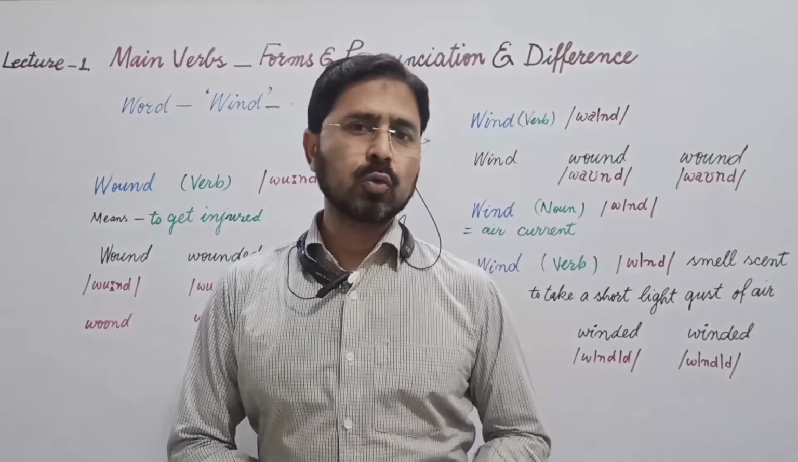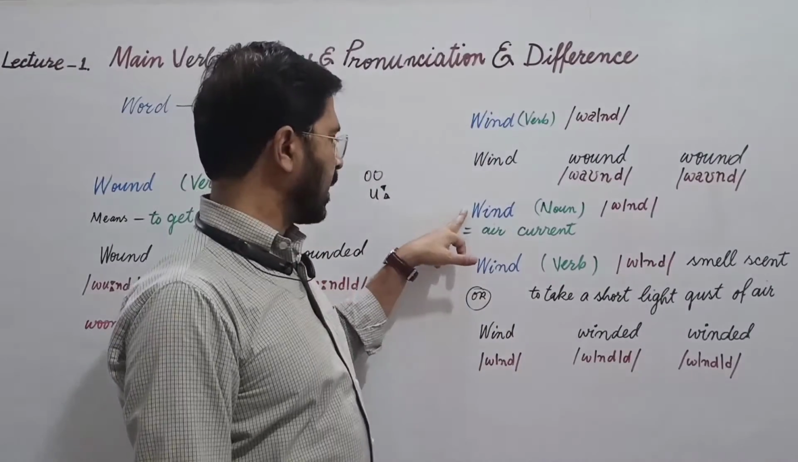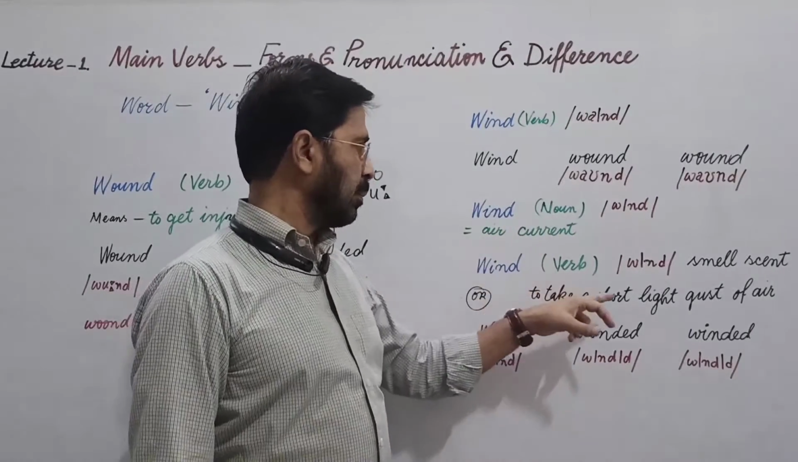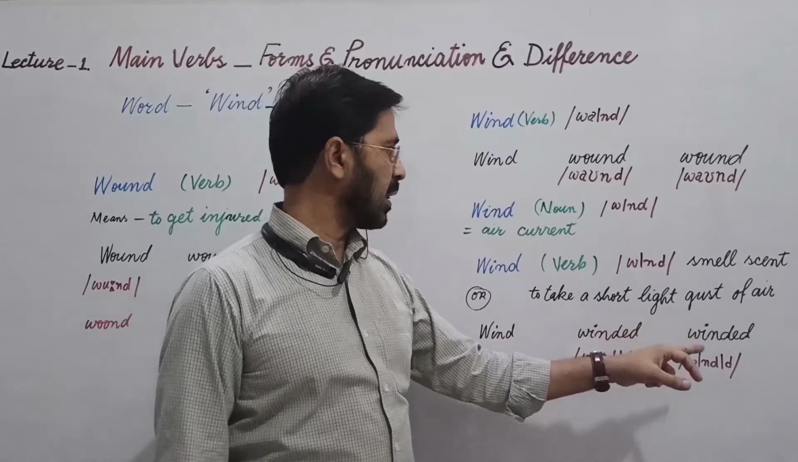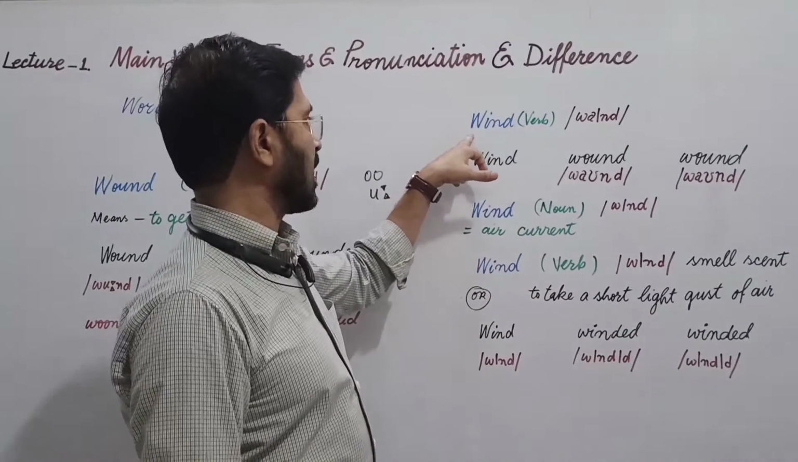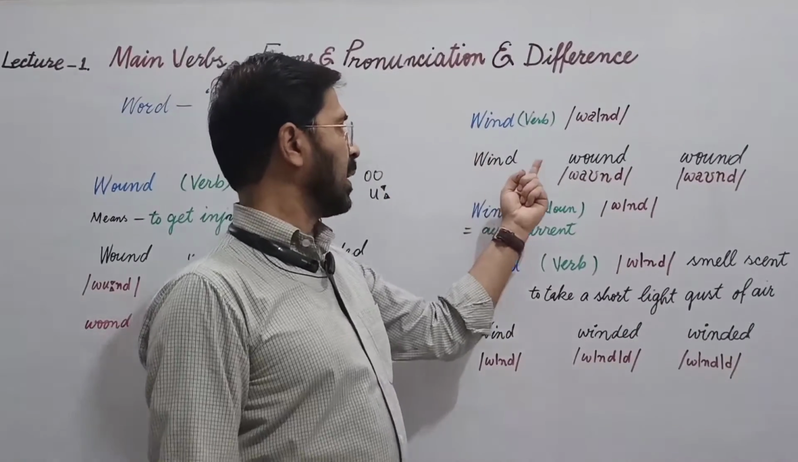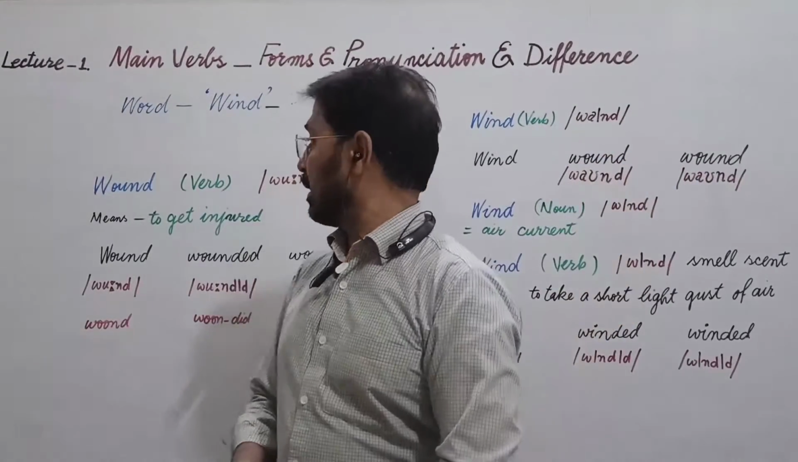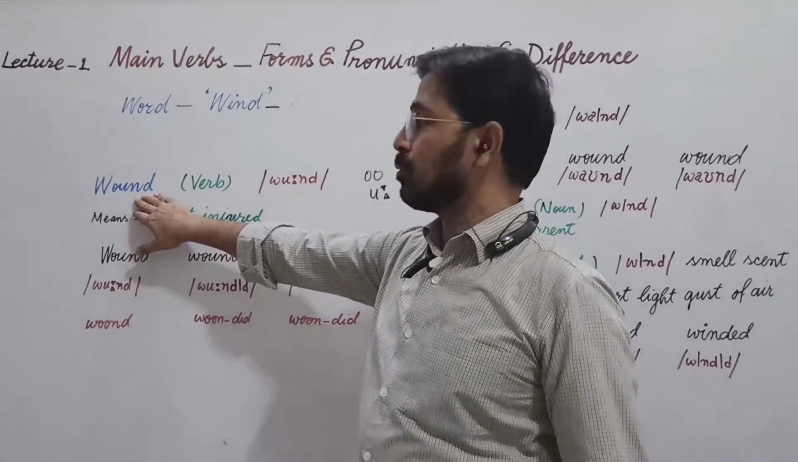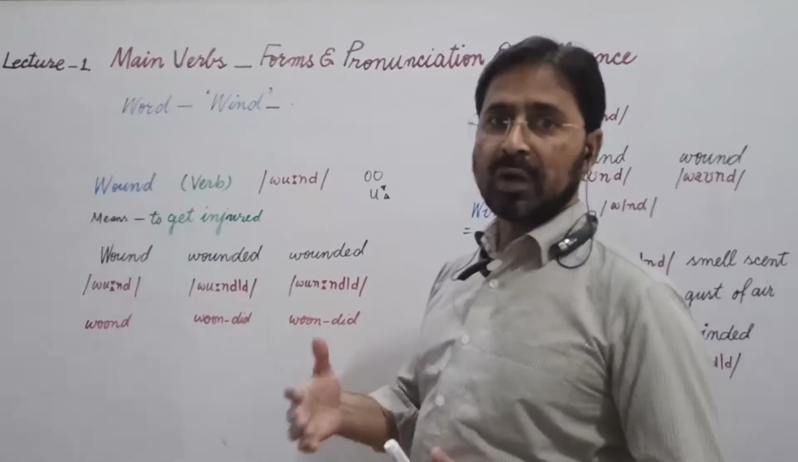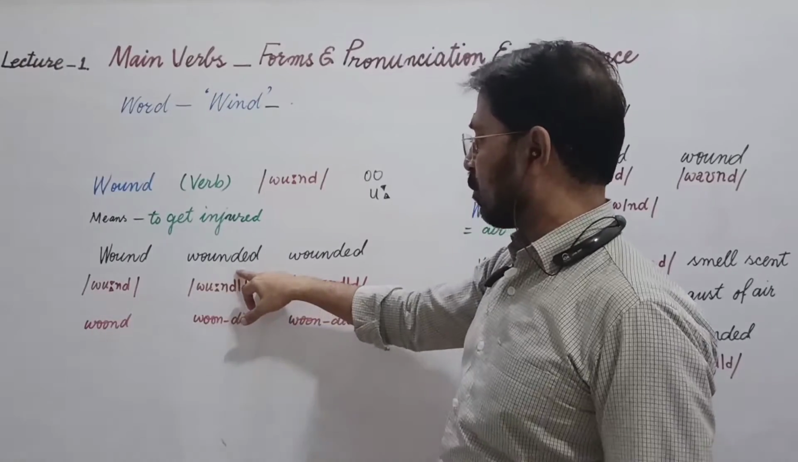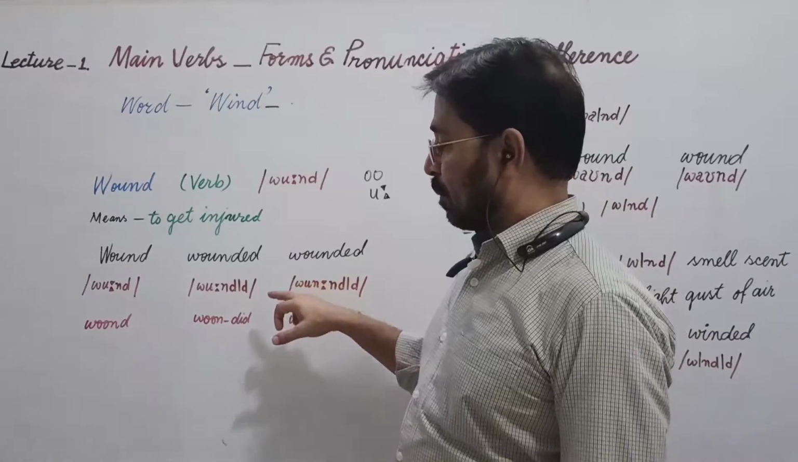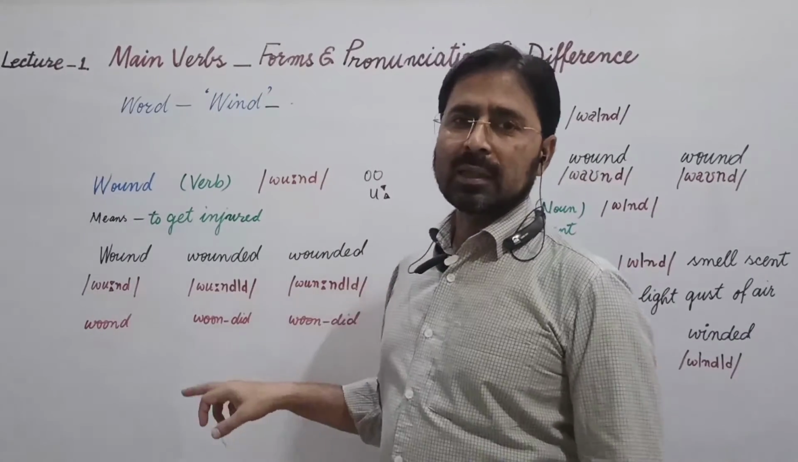Now let's revise quickly. W-I-N-D, wind. If we take it as a noun, it means air current. Wind means to smell a whiff, winded, winded. And if we pronounce it as wind, it will be in the second form wound, wound. But this wound is taken here as a first form and will be pronounced as wound in the form of to get injured, and the pronunciation of the second form will be wounded, wounded. This is its IPA symbol of pronunciation, and simply you can write like this.